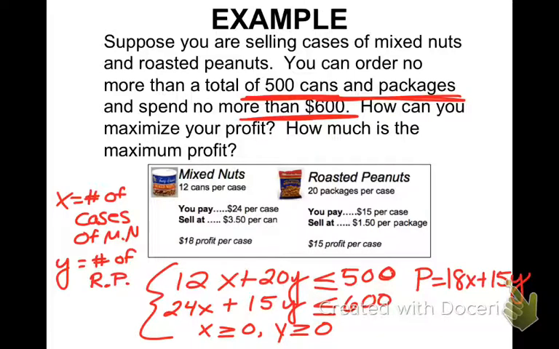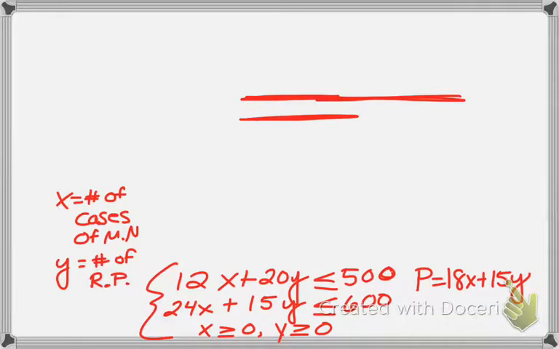All right, so now the hard part, we've got to graph this. Let me quickly jot these over here to the side. So 12x plus 20y less than or equal to 500. 24x plus 15y less than or equal to 600. All right, make yourself a first quadrant grid. I'll do it with you here.